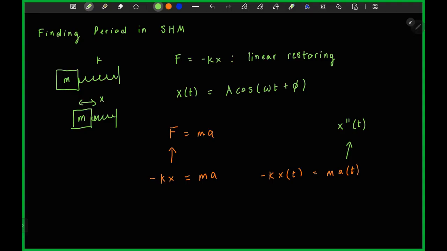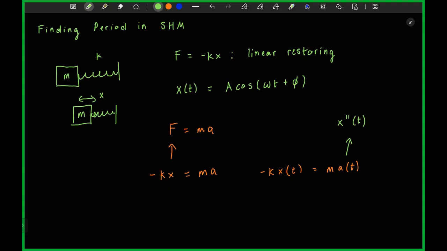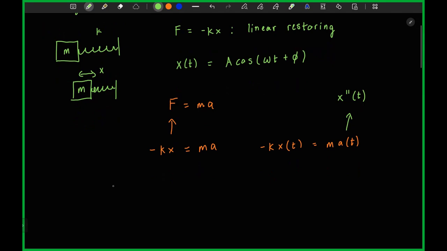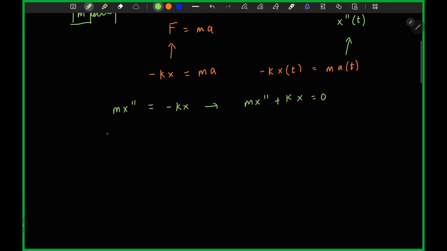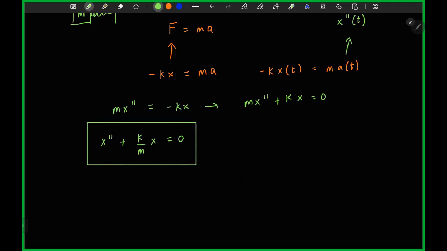I'm going to drop the parentheses of t, but let's rewrite this equation. So what we have is m x double prime is equal to negative kx, which we can rewrite as m x double prime plus kx equals 0. Finally, I'm going to rewrite this as x double prime plus k over m x equals 0. And this will now be a foundational equation that we'll keep referring to throughout this video.